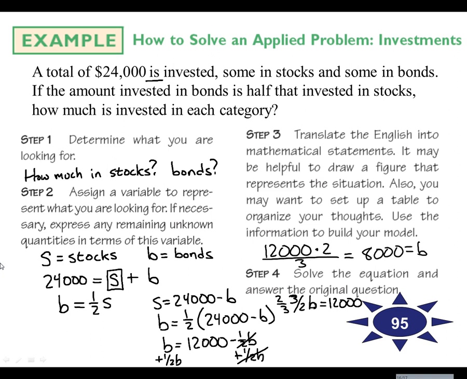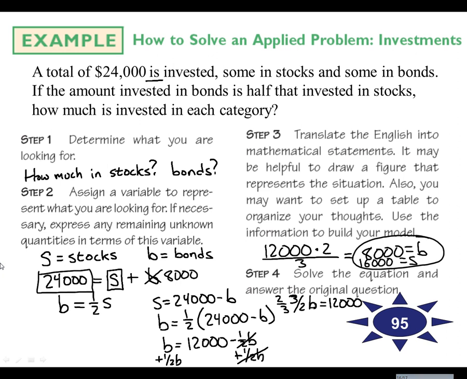So now we know that 24,000 equals S plus 8,000. So now if we subtracted that 8,000, we would say that 16,000 is in stocks. All right, that's what we think is the answer. Let's go back and check to make sure that that works. Do they add up to 24,000? Yes. And is the bonds half as much as stocks? Yes, it is. So we know that we've got our answer.